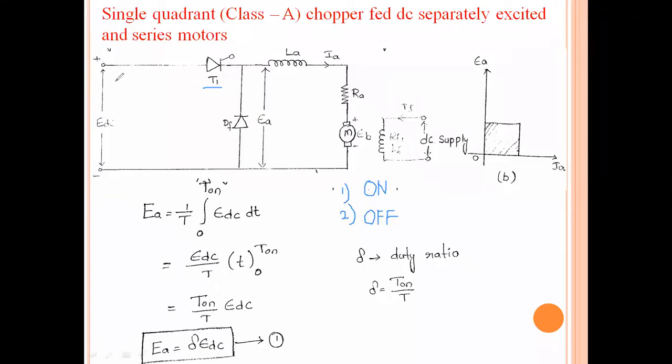and the supply voltage, which is VDC or EDC, the notation is your convenience, E or V, you can represent any. So from the supply, the current will flow through this thyristor because this thyristor is turned on. So through this thyristor, through the motor inductance, resistance, and the back EMF, which means through the motor armature terminals, and feeds back to the supply negative terminal.